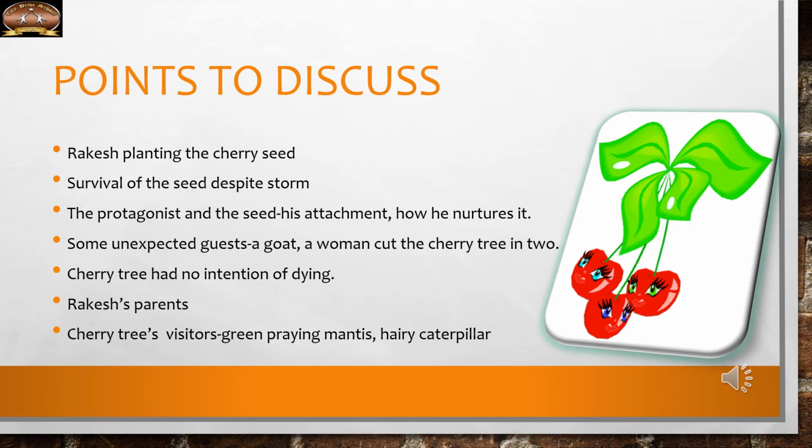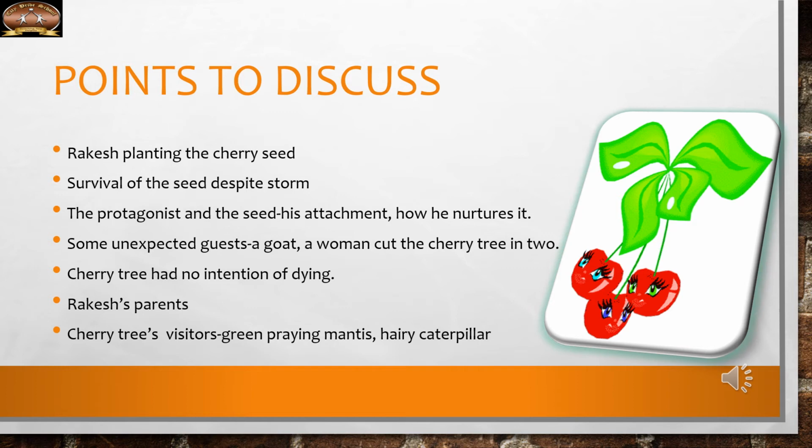And then the other unexpected guest, a woman, comes. While she was cutting the grass, she cuts this cherry tree also in two. Okay, so it was by accident. Then grandfather saw what had happened, and he went after this woman. He's going after this woman and scolding her. But whatever damage she had done could not be repaired, right?